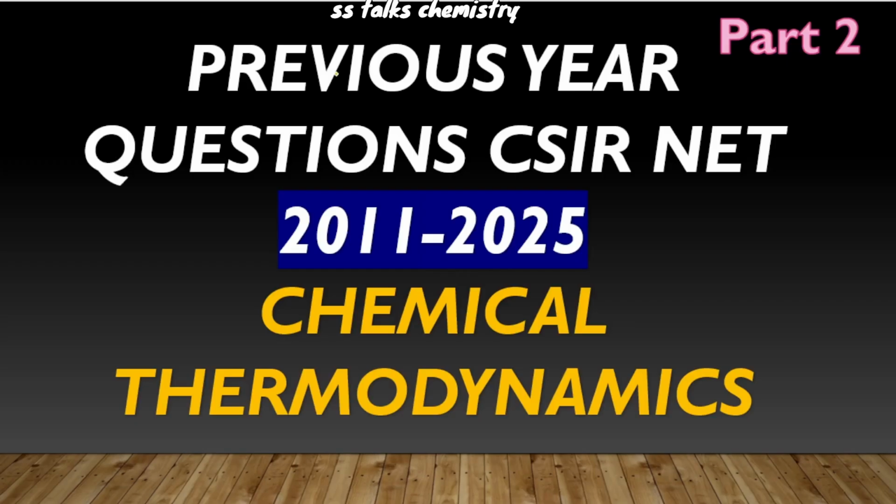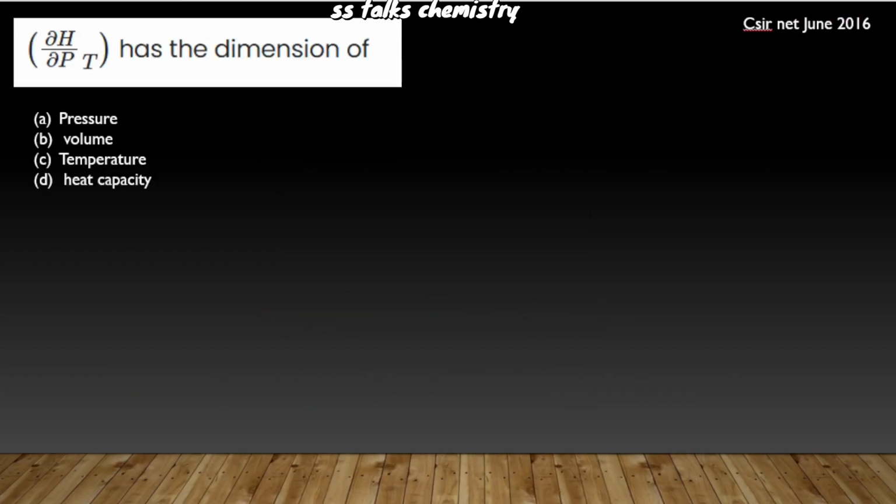So guys, we have started with the previous year questions of the CSIR NET, and the unit we have started was chemical thermodynamics. Part 1 we have already discussed, where we covered the questions till the CSIR NET exam conducted in December 2015. Now from the 2016 paper till the last, that is 2025 questions, we are going to discuss in this particular part.